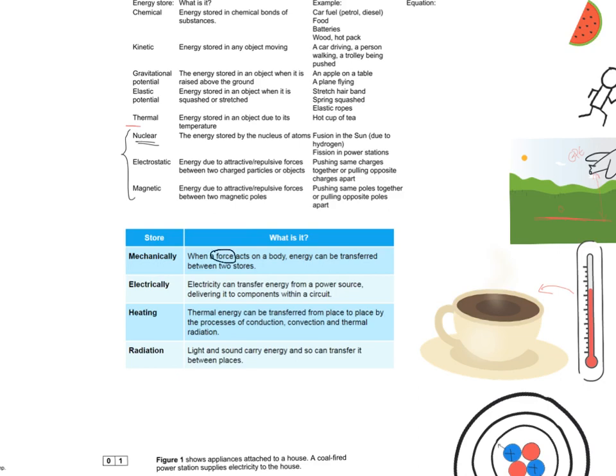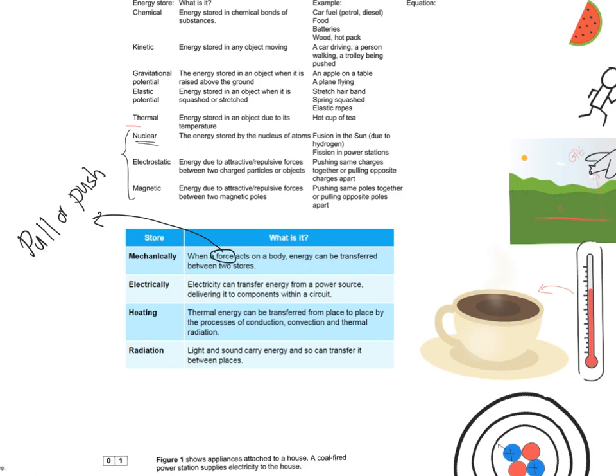Now, just a very quick reminder here, a force is simply a pull or push. There's nothing fancier than that. It's just simply a push or a pull. So every time we push or pull something, we are transferring energy. Every time we lift an object off the ground, we're pulling it upwards. So we are transferring energy from our chemical store to the object's gravitational potential store.